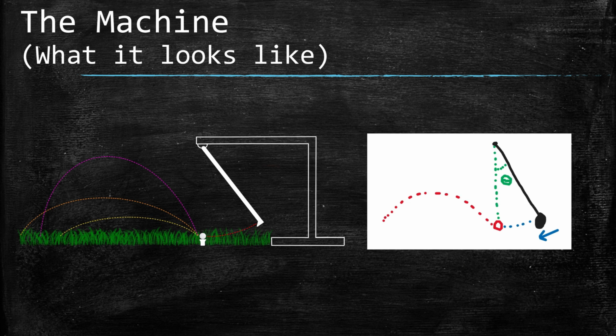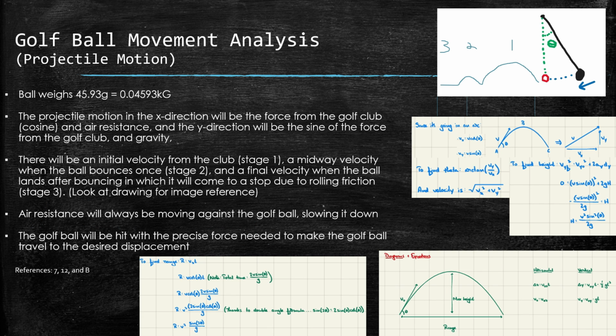As you can see, we have two different images of what the machine looks like. When the golf club drops down, it's going to hit the golf ball. And depending on the type of club being used, we have three different trajectories that show the path that the golf ball is taking. Here we have the golf ball movement analysis, otherwise our projectile motion of the golf ball.